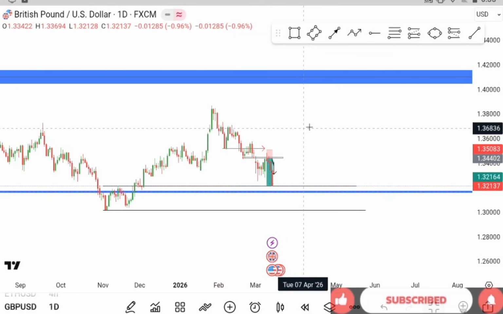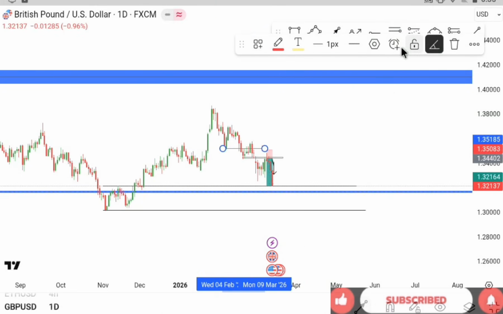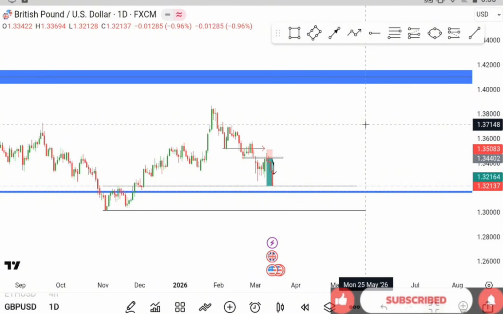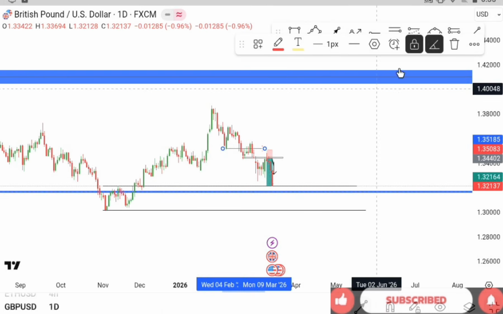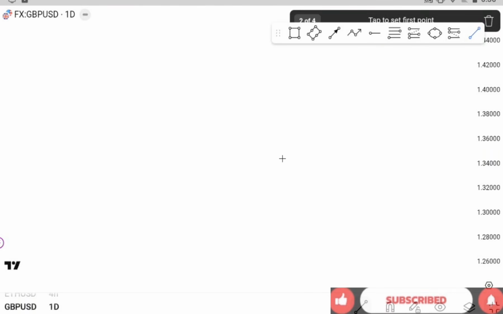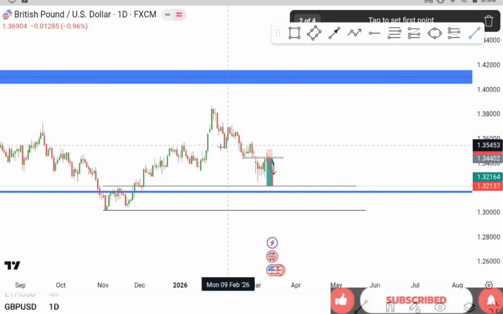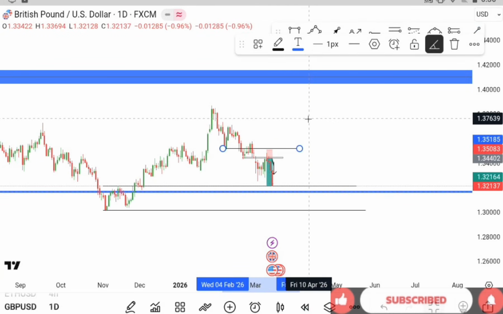So what are we going to be using? We're going to be using this breaker block here. I myself always call it an overlap candle, because this is an overlap candle showing that if the market tends to go more lower, the market should respect this overlap candle here.